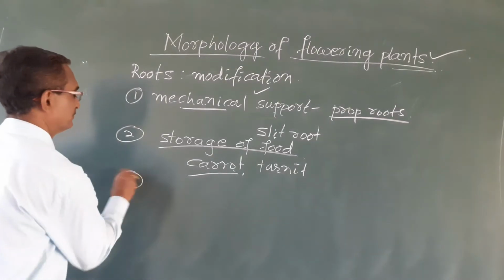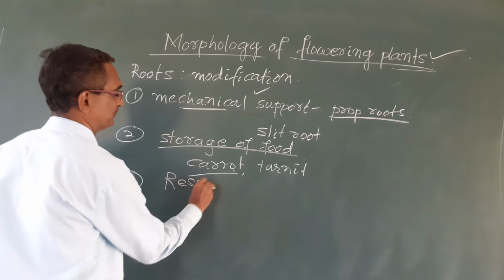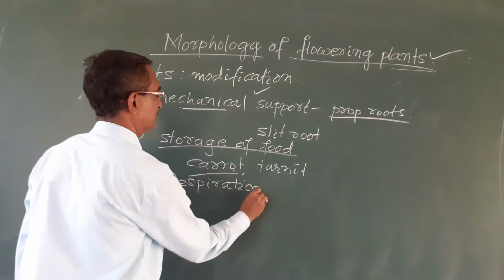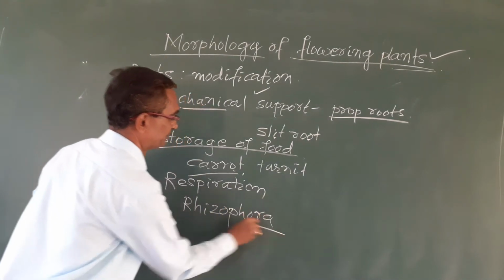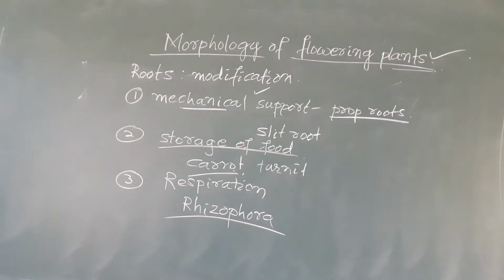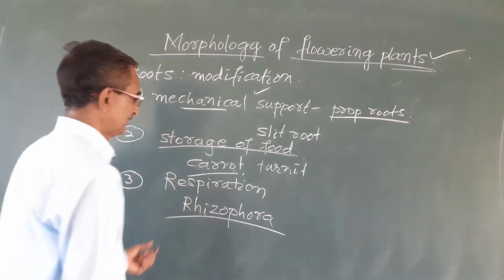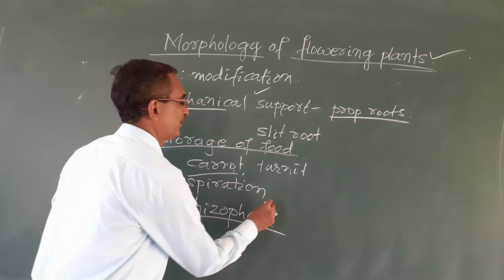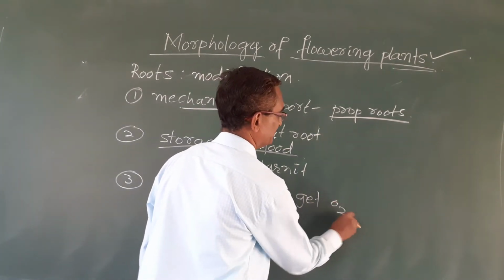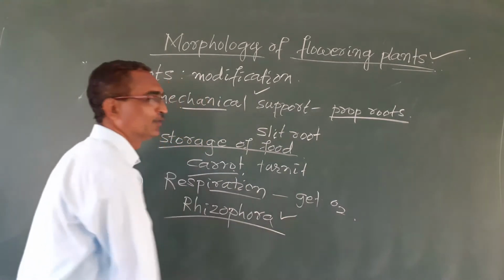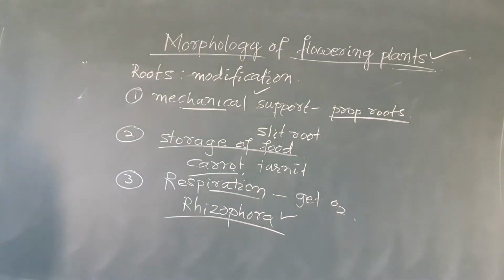Next, for respiration, example Rhizophora. Here the roots are modified for the purpose of respiration, that is, they help to get the oxygen. Example for this is the Rhizophora plant. Okay.